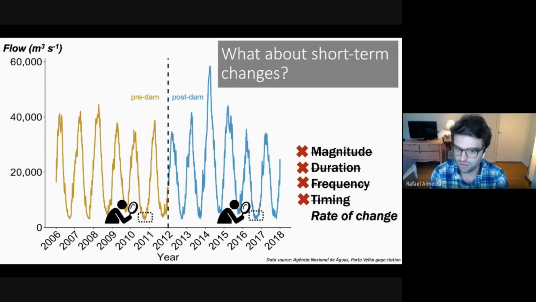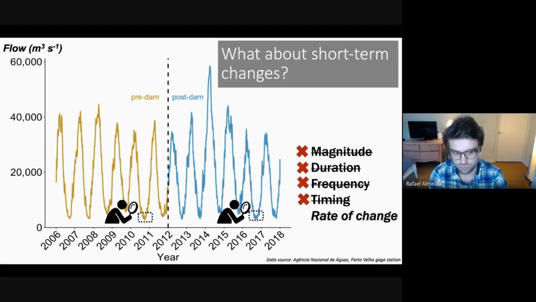Mas tem uma coisa que acontece ali no Rio Madeira, é quando a gente olha para o ritmo da mudança, para a velocidade de mudança. Esse sim é um componente do regime hidrológico que sofreu mudança, e é o que eu vou mostrar para vocês agora. Isso só fica claro quando a gente dá um zoom no hidrograma.